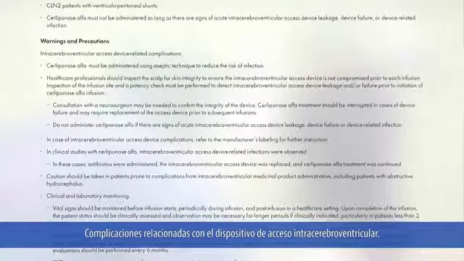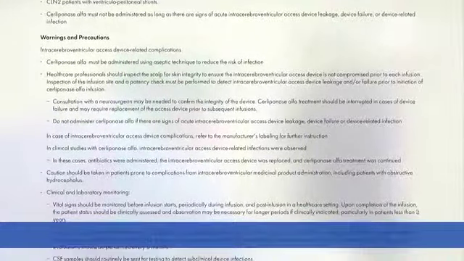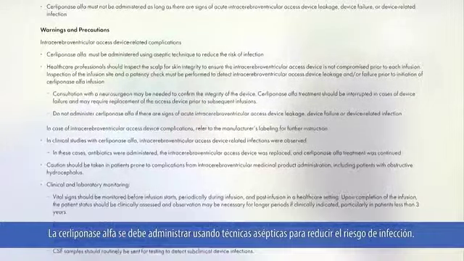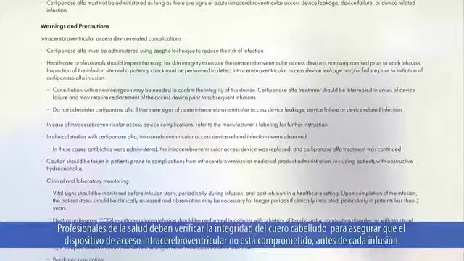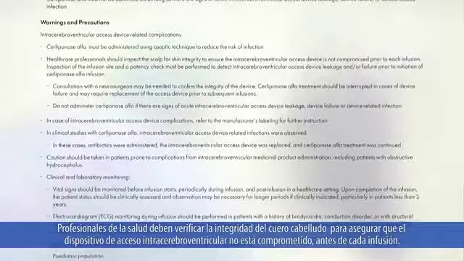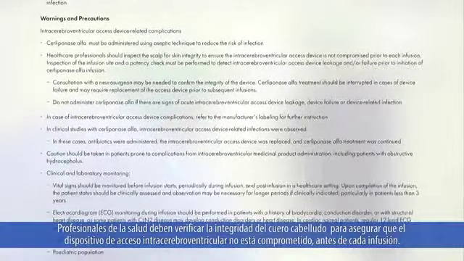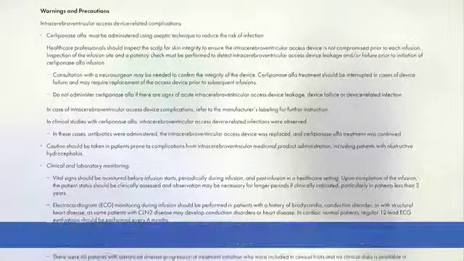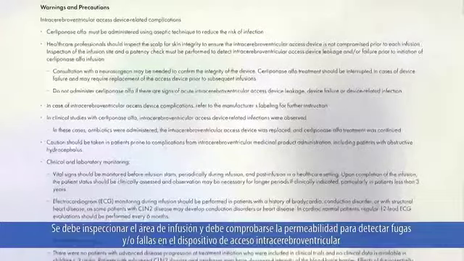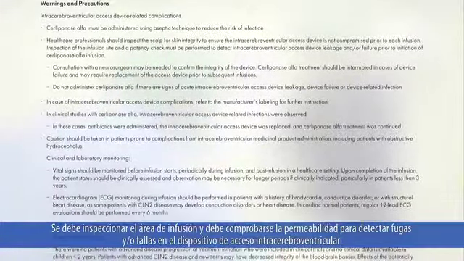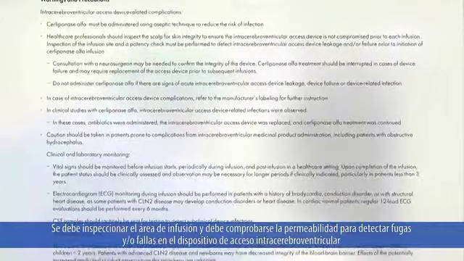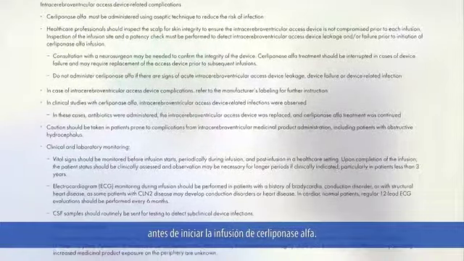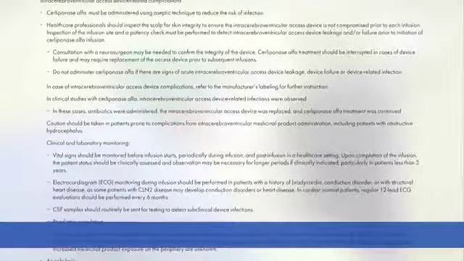Intracerebroventricular access device-related complications. Solipinase alpha must be administered using aseptic technique to reduce the risk of infection. Healthcare professionals should inspect the scalp for skin integrity to ensure that the intracerebroventricular access device is not compromised prior to each infusion. Inspection of the infusion site and a patency check must be performed to detect intracerebroventricular access device leakage and/or failure prior to initiation of solipinase alpha infusion.